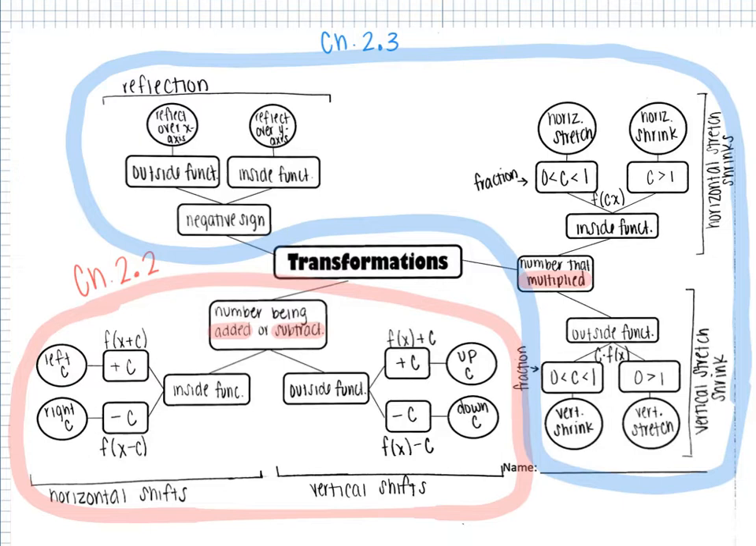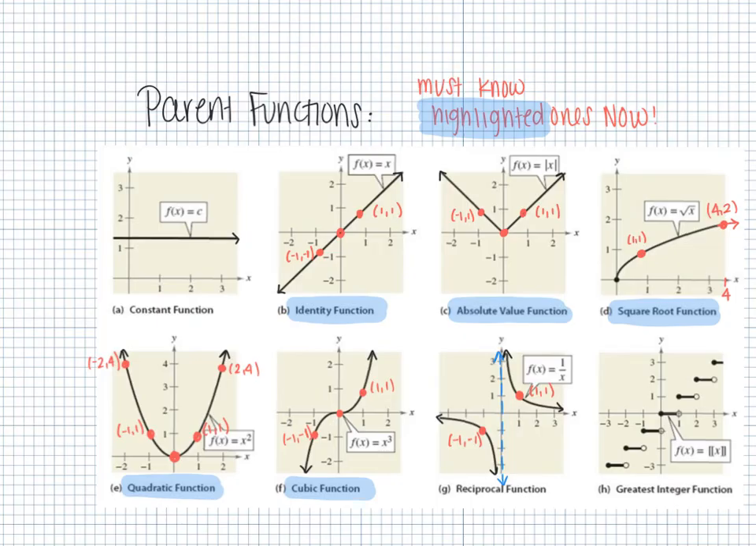Your last option is if you have a negative sign. The negative sign acts independently of the number that it's connected to. So if you have a negative sign way out front, if it's outside the function, it goes over the x-axis. If it's inside the function, it goes over the y-axis. So we're going to take all of this, combine it with our knowledge of parent functions, and then work on graphing these using the transformations.